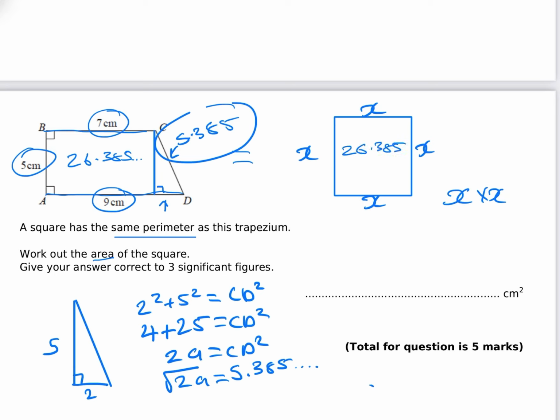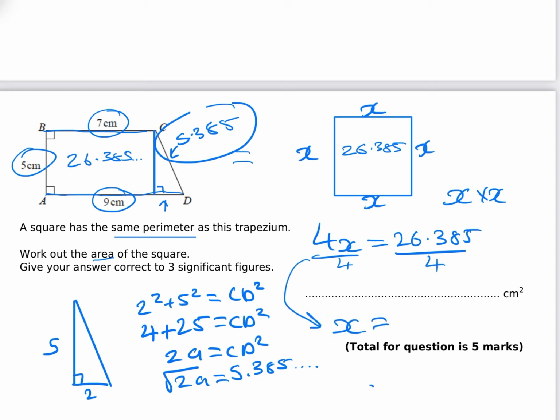So if they are both the same, with my square, I know all the sides have to be the same. So I know that x plus x plus x plus x, which is 4 x's, has to equal 26.385. So we divide both sides by 4. That is going to give me, x equals, so we divide it by 4. That means each side is 6.596.